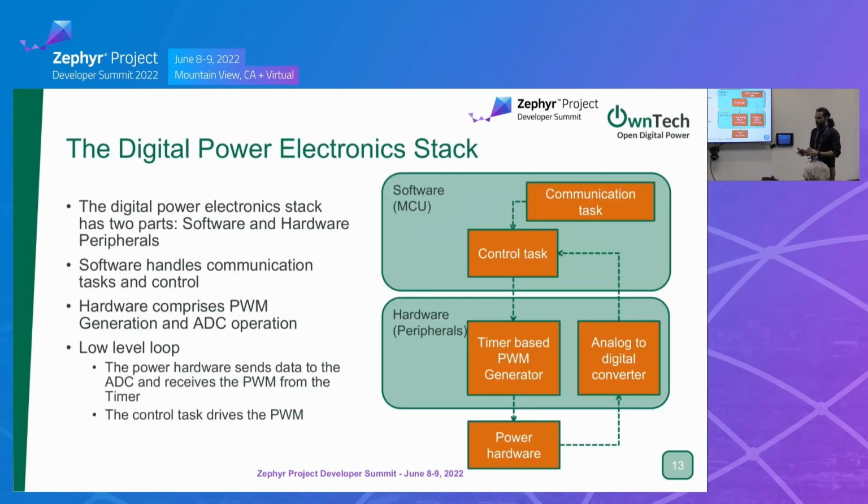So if we summarize, when it comes to digital power electronics, there is a de facto stack that we have to think about. On the top of the stack, we find the software, which runs on the MCU, which has a communication task and a control task. And this is something that we can see as being IoT-ish, kind of. And then we have the hardware, which would be the peripherals that have the timer-based PWM generators and the ADCs, and they close the control loop that we saw before. So this is the stack that we need to digitalize. The question is, how do we digitalize this? And what are the constraints around the stack that require us to digitalize it?